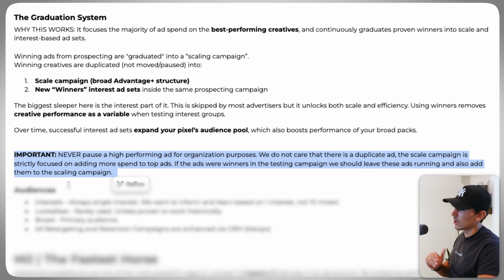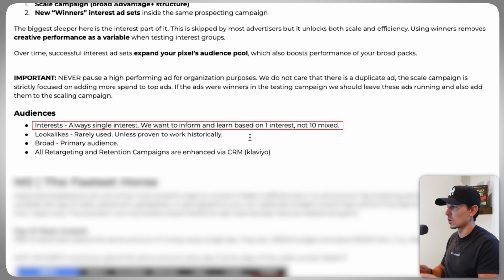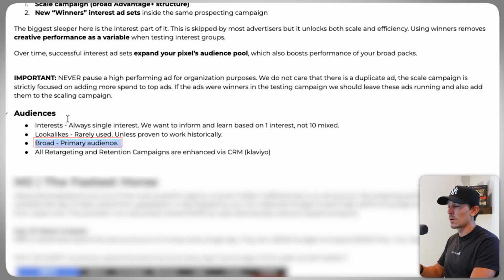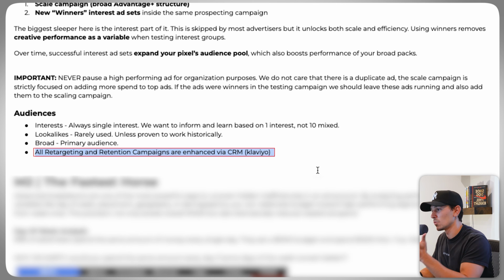Keep it going. In our audiences, just to break down the core parts here, we have interest audiences. These are always single interest. We want to inform and learn based on one interest, not a mixed 10. We very rarely use lookalikes. We almost exclusively run broad with interest. And then all retargeting and retention campaigns are enhanced with our CRM. Usually this involves the Klaviyo integration.